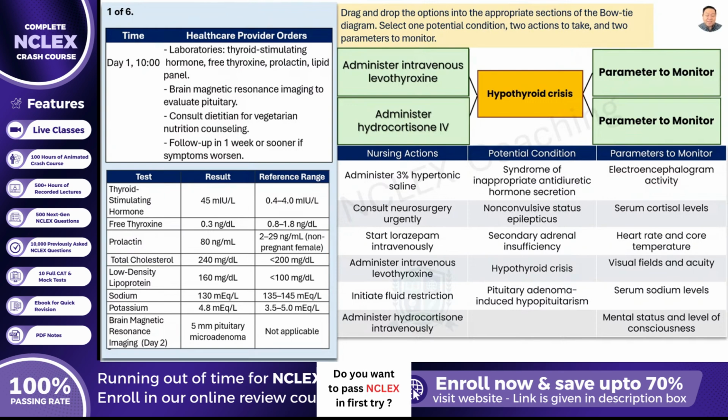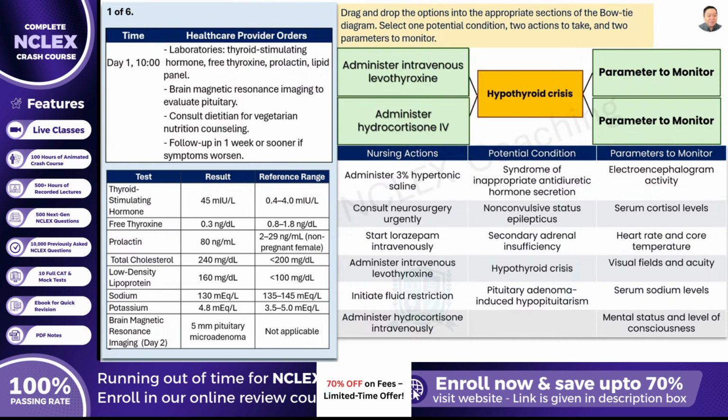Now, if you selected fluid restriction here, initiate fluid restriction, why do you think this is incorrect? Well, this is intended when a patient has SIADH, not myxedema coma. And so this patient might actually need IV fluids this time to help her blood pressure if it's going to tank. And the IV lorazepam is something that we're going to use whenever there are seizures, but she's not seizing. There's no signs pointing to that right now.